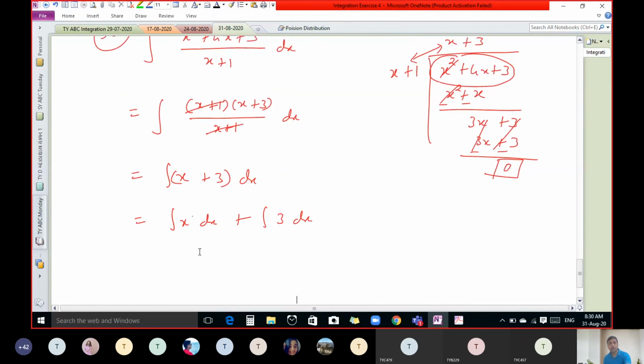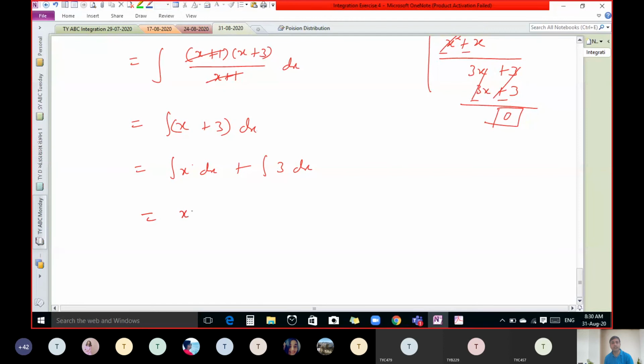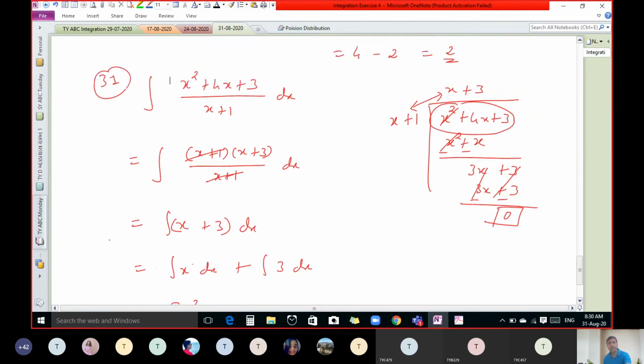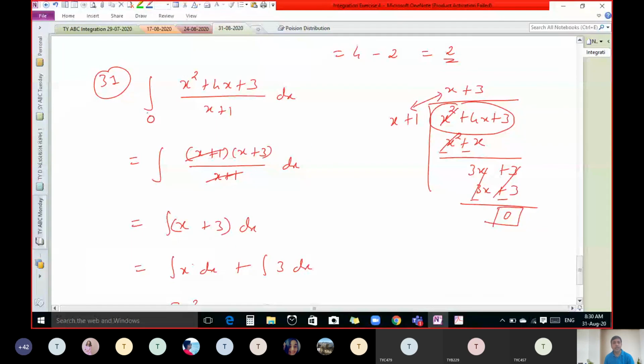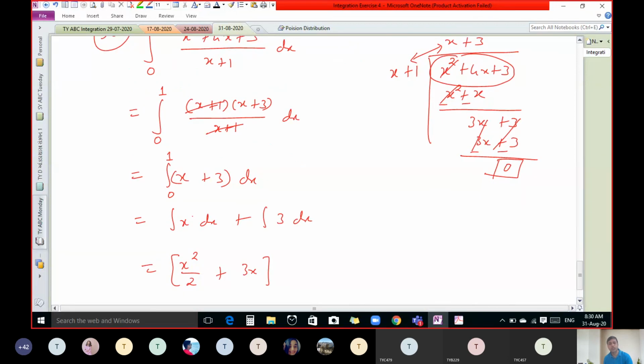So now what is integration of x? It is x square by 2, and integration of 3 is 3x. And once we get this, you have to write bracket. So once again, the actual question is this: if you know the factorization it is better, but if you don't know factorization, you can use this division method, you will get the factor. And here by chance these two are same, so it's better to cancel this, and then take separate integration of these two terms, and then put the range.